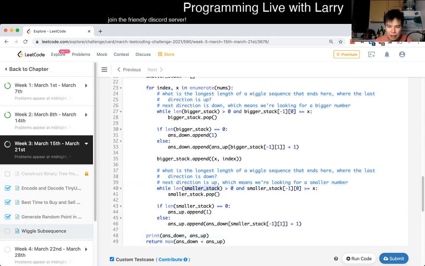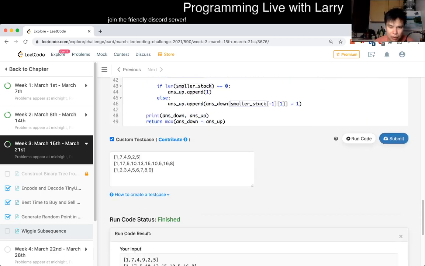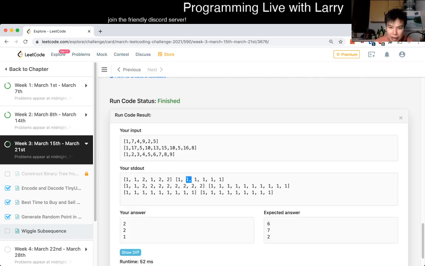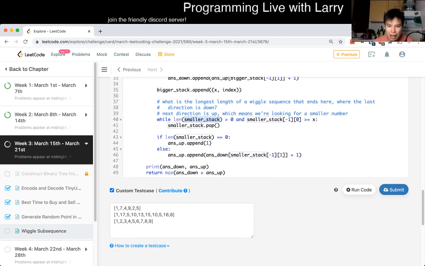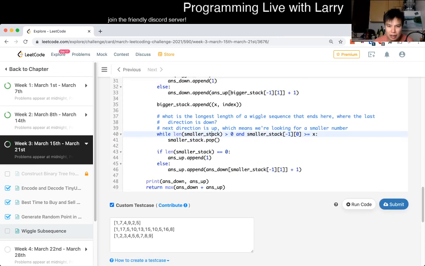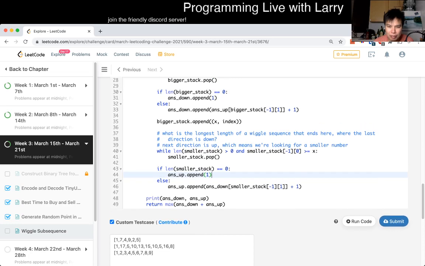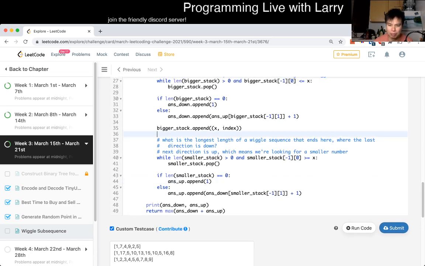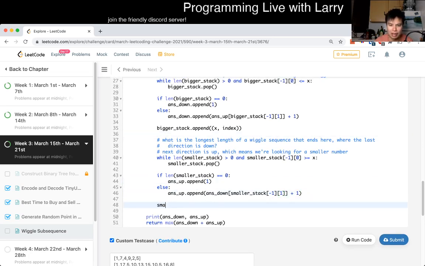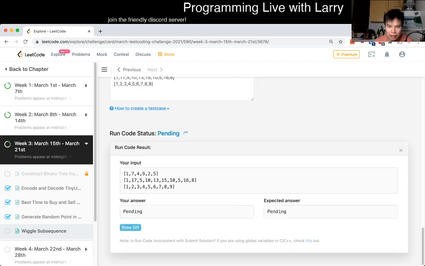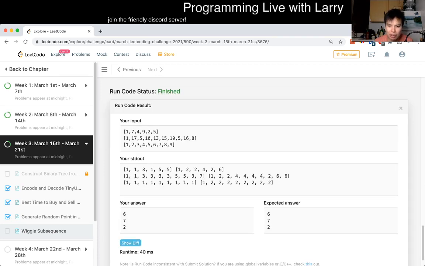No, so the up score here should be a 2, but it is not. So the smaller stack should be 0. Up is 0 to 1. That sounds good. Oh, I forgot to push the smaller stack. So okay, that is an obvious mistake. I think I was just too focused on the possible bug that we were talking about that I didn't get it. Okay, so that looks good.